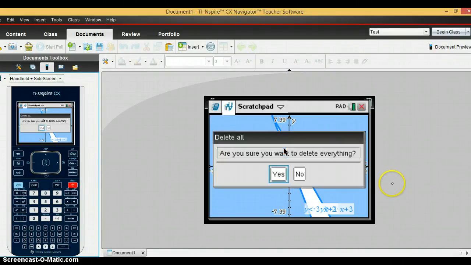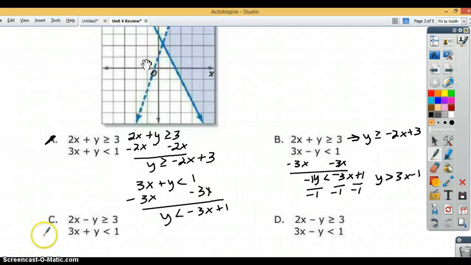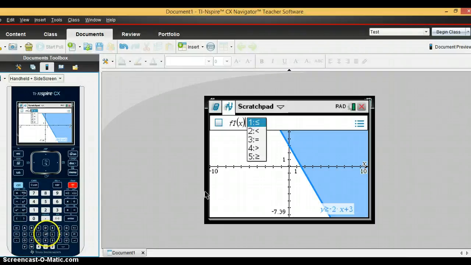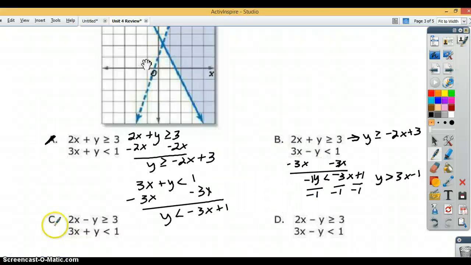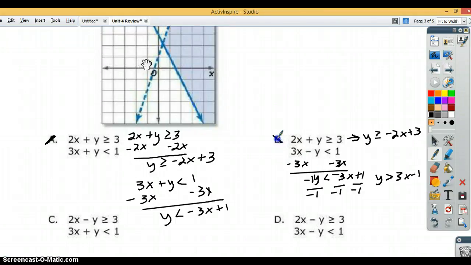Alright, so just go ahead and clear everything. It's easier that way. Then we're going to put in the greater than negative 2x plus 3. Put that one back in. So now greater than, which is 4, 3x minus 1, yeah. So the double shaded is here, so that doesn't work. So that's gone.